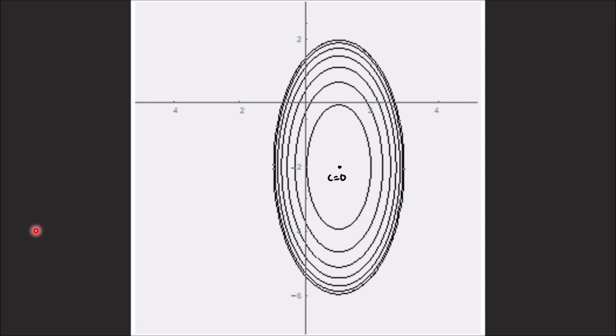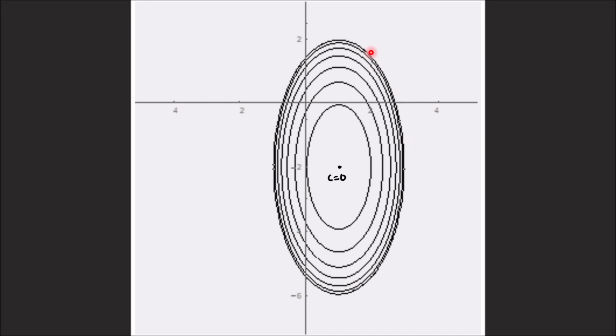And then, as c gets larger, you can see what's happening, right? There's an ellipse, there's a larger ellipse, and so on and so forth. And you can see that as c gets larger, these are starting to actually get closer and closer together. So this would be our contour map.